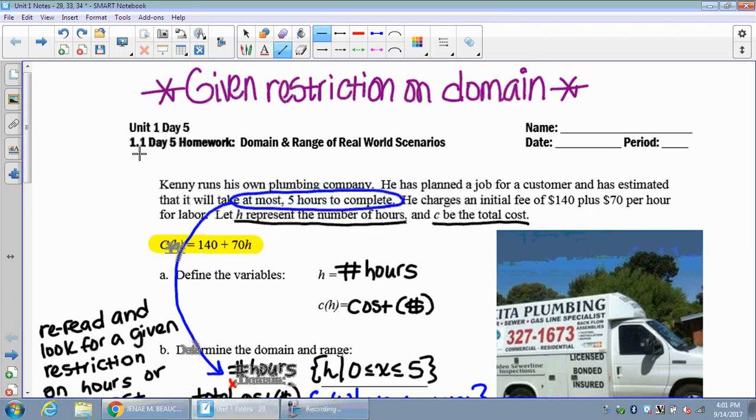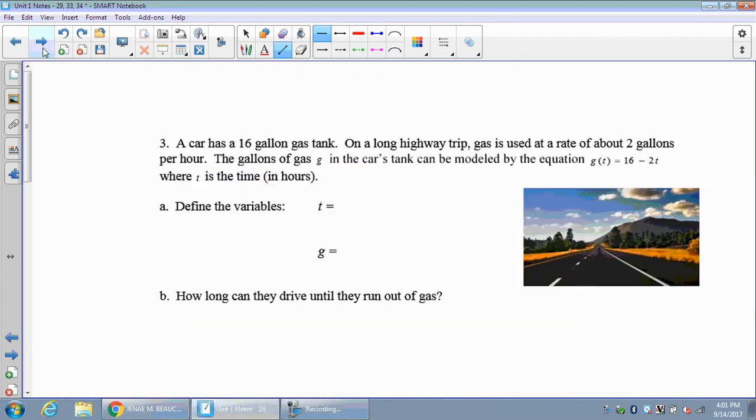So this is the first of 3. Let's get to page 33, which is this car that's got a gas tank that can hold 16 gallons. And we'll see which type this ends up being. So a car has a 16-gallon gas tank. On a long highway trip, gas is used at a rate of about 2 gallons per hour. The gallons of gas G in the car's tank can be modeled by this equation, G of t equals 16 minus 2t, where t is the time in hours.